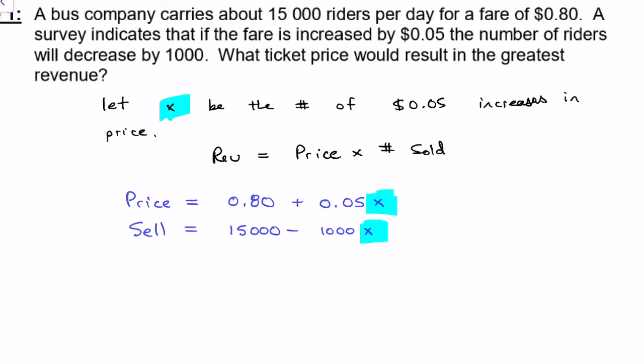So now we can go, okay, revenue equals the price is 0.80 plus 0.05x. The number sold is 15,000 minus 1,000x. And we're going to graph this and find the vertex again. Okay, and then we'll come back and talk about what that vertex means. So I'm just going to graph it on Desmos and then find the vertex.